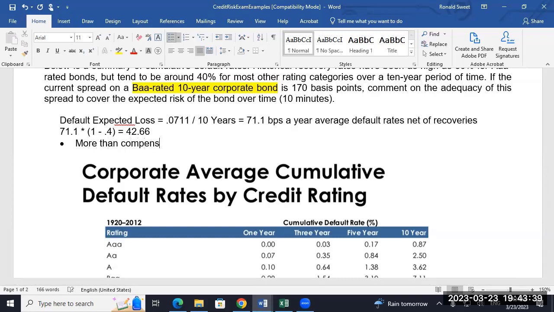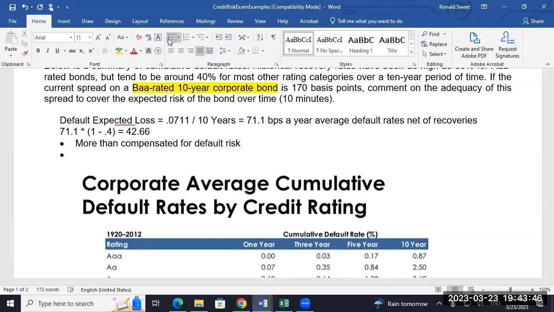More than compensated for the default risk. Ignores what? Downgrade and spread risk. I mean, downgrade risk is part of your default risk, so I really shouldn't say that. But spread risk, because on that 43 basis points, those are all going to be downgraded securities. But spread risk and recessions, so spreads are going to gap out during a recession no matter what the bond ultimately does. So that's all price risk.